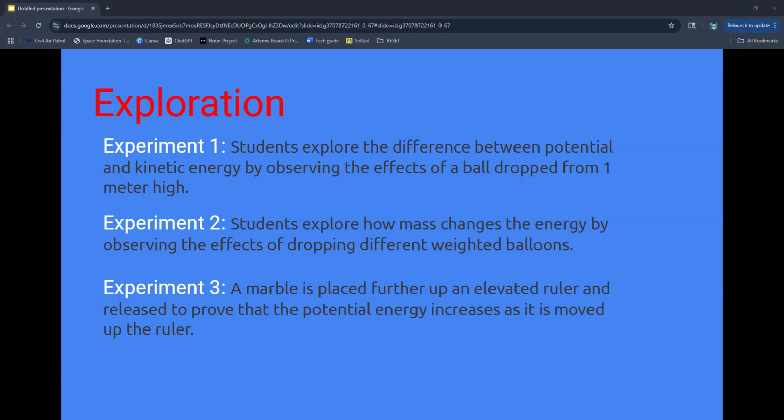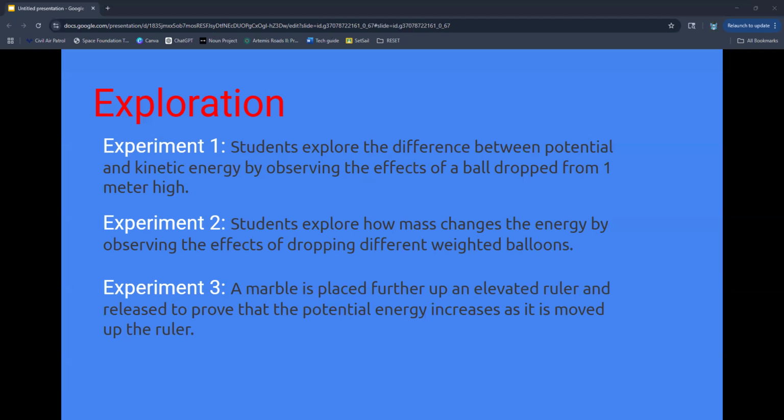The second experiment will explore how mass changes the energy. We will fill 2 balloons with sand, one with 50 grams and the other with 200 grams. Both will be dropped from the same height. The heavier balloon will have more deformation since it has a greater potential energy due to the increase in mass.